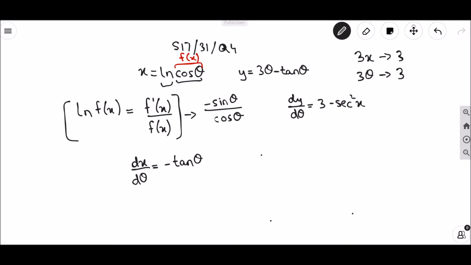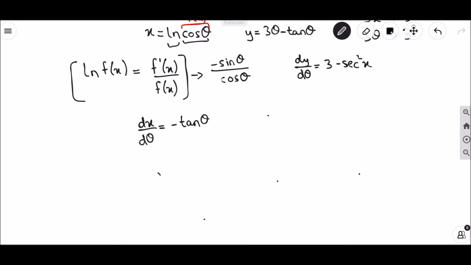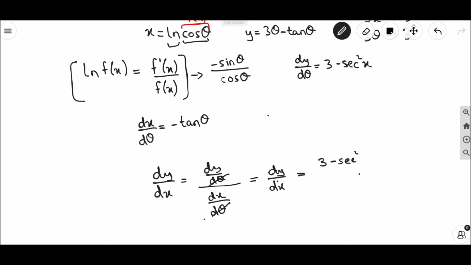Now that we have our derivative of y and x, we will find dy over dx. To find dy over dx, we do dy over d theta divided by dx over d theta. The d theta and d theta get cancelled out, so we have dy over dx. So we divide dy over d theta by dx over d theta. So it is 3 minus secant squared x divided by minus tan theta.